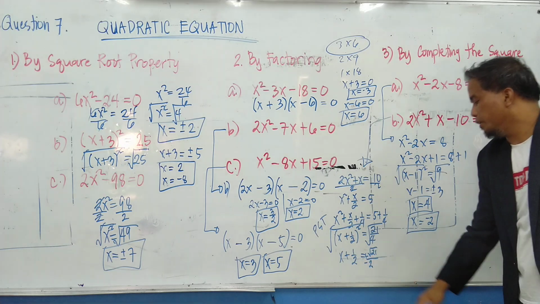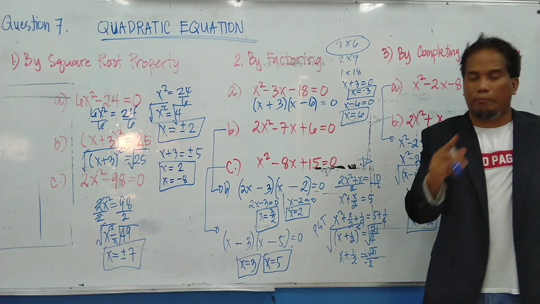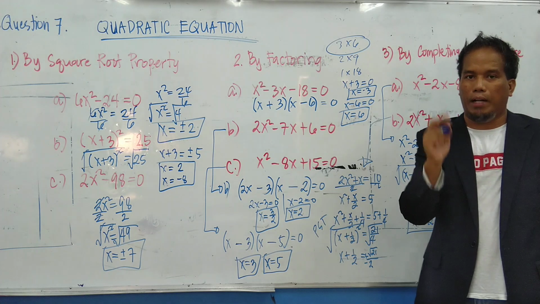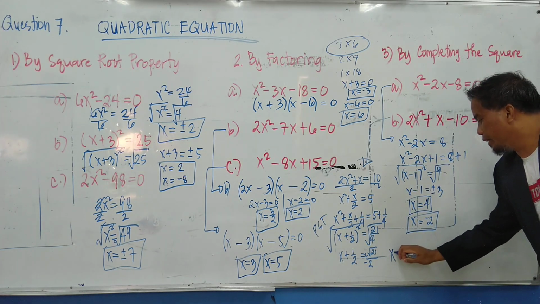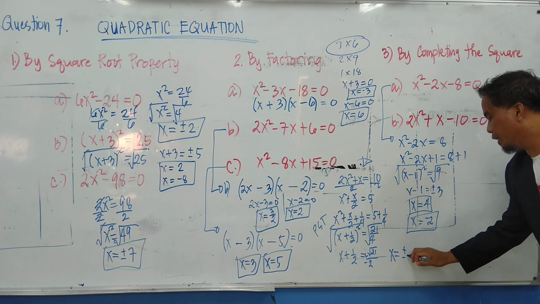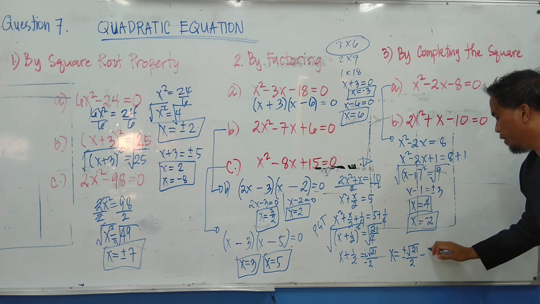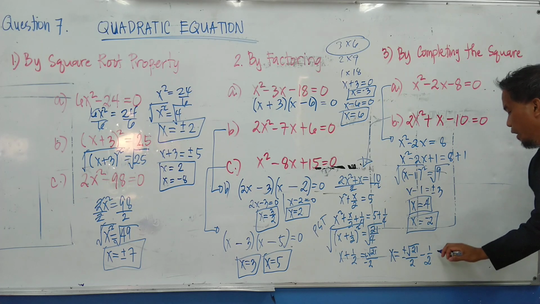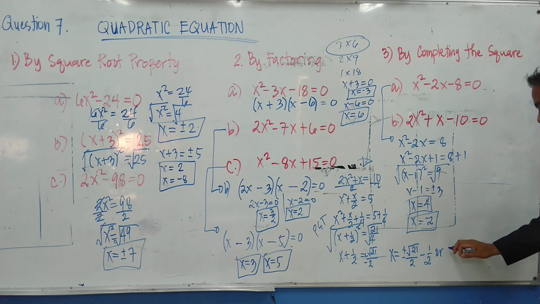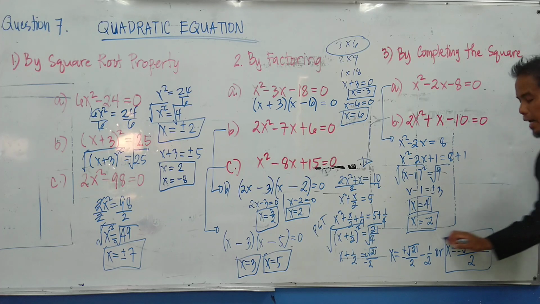Positive, negative also. So transpose positive 1/2 to find the roots or the value of x. So the final answer: x equals positive, negative square root of 21 over 2 minus 1/2. Or we can write the answer as x is equals to positive, negative square root of 21 minus 1, all over 2. So this is now the final answer.